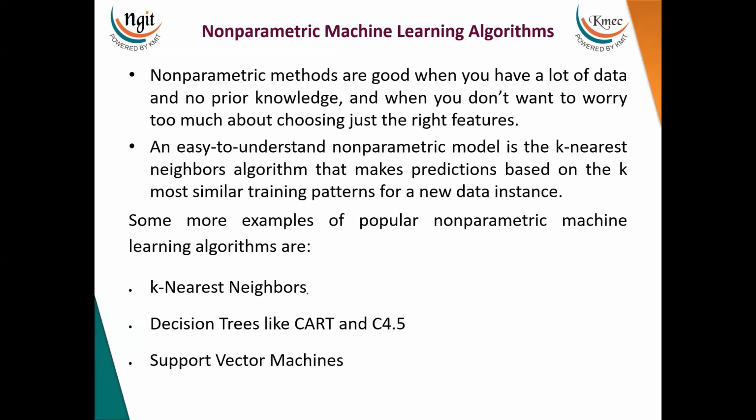Coming to non-parametric machine learning, these are good when we have a lot of data and no prior knowledge is required, and we need not worry too much about choosing just the right features. When we have a lot of data and no prior knowledge, it itself will choose the parameters. An easy to understand non-parametric model is K nearest neighbors. In this unit, we are going to discuss the KNN algorithm, which makes predictions based on the K most similar training patterns for a new data instance.